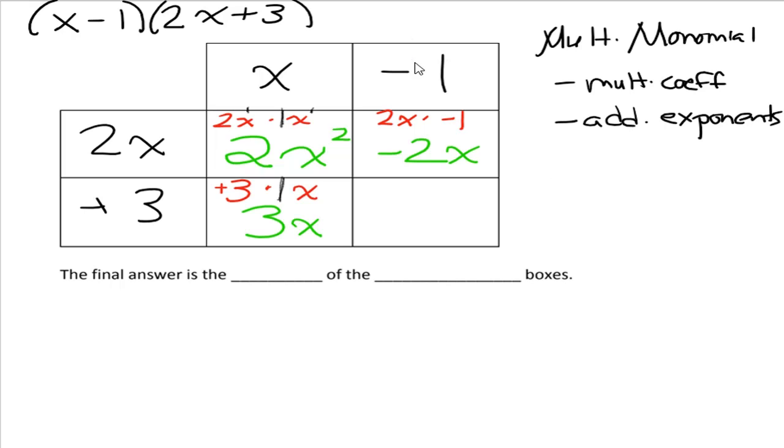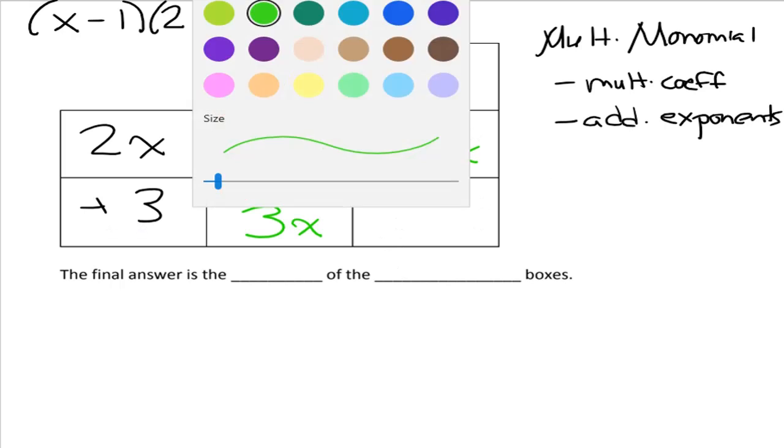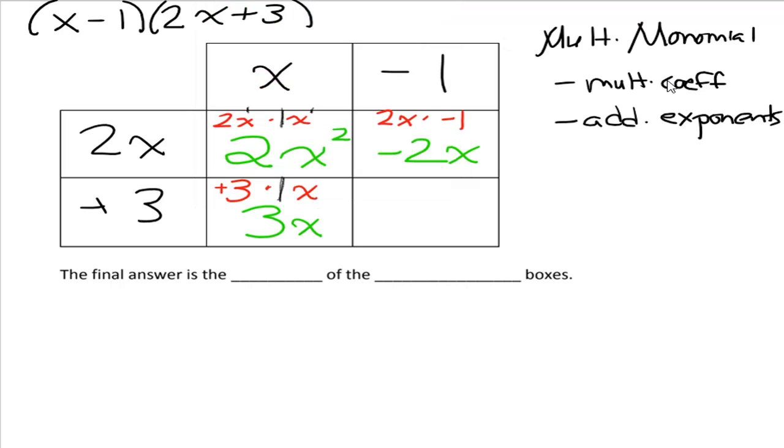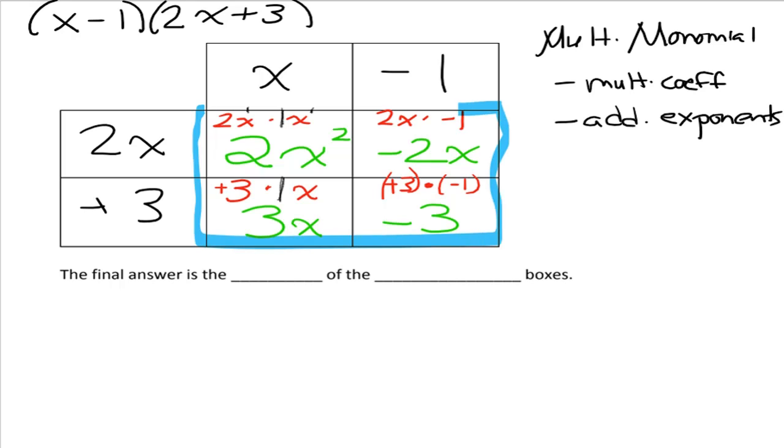Now finally, my singles, right? These are our constants. I have a positive 3 times a negative 1. I'm using parentheses just to clarify those symbols. And these I can just multiply together. What is 3 times negative 1? It is negative 3. Do you recall we had 3 negative boxes, right? So now I'm going to draw your attention by drawing a big blue box around this. Again, this is our answer right here in the blue box.